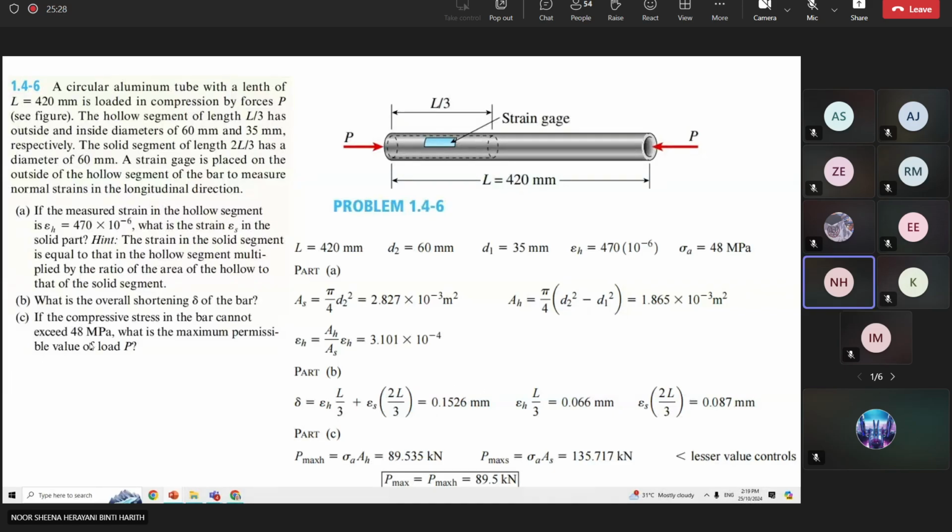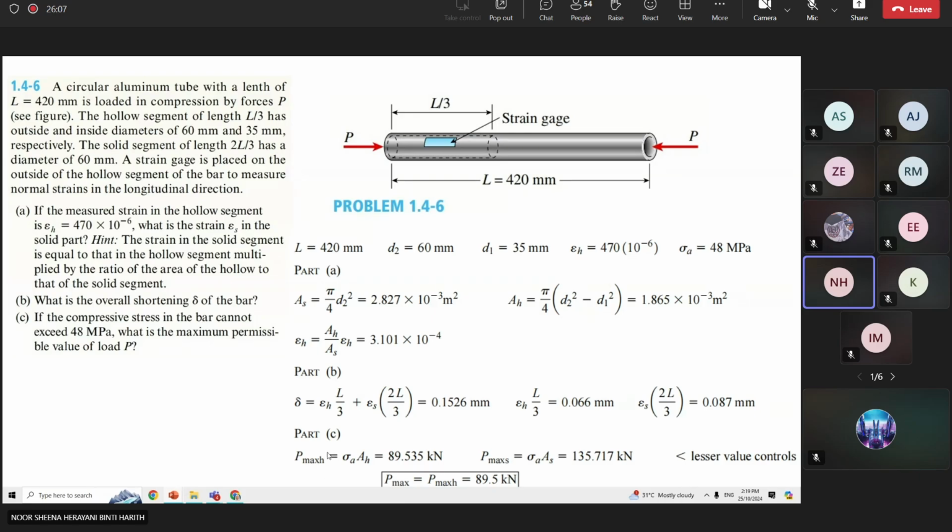So the last question: the compressive stress in the bar cannot exceed 48 megapascal, meaning that sigma does not exceed 48 megapascal. What is the maximum permissible value of the load? From here we have two areas, right? We have this solid area and this hollow area. So that means we have to get two values of force, the permissible value of load P.